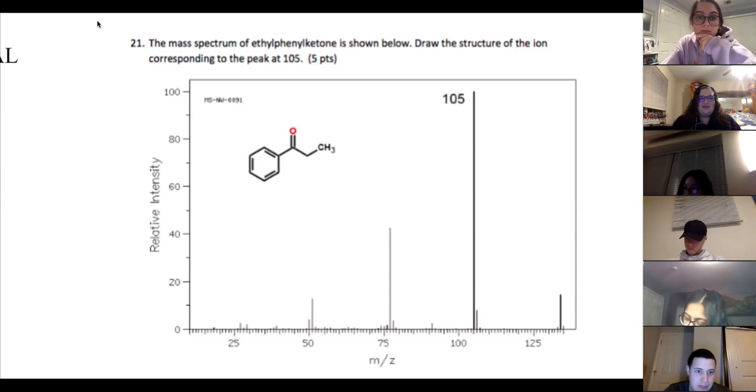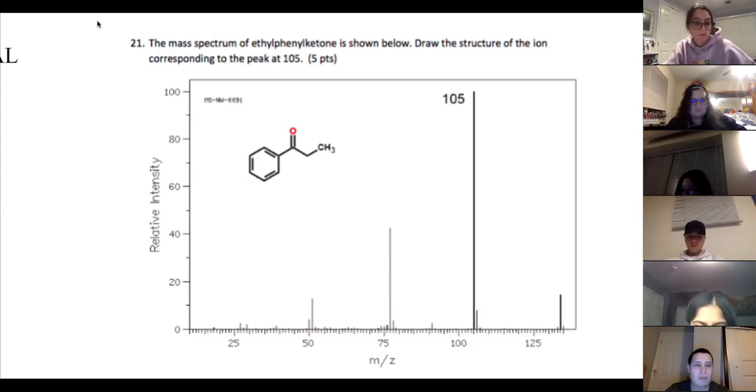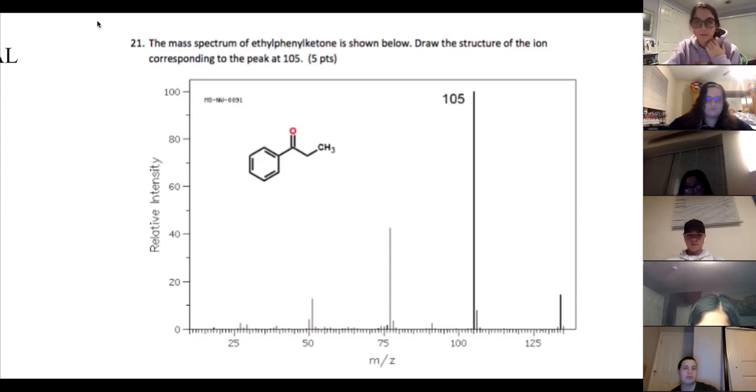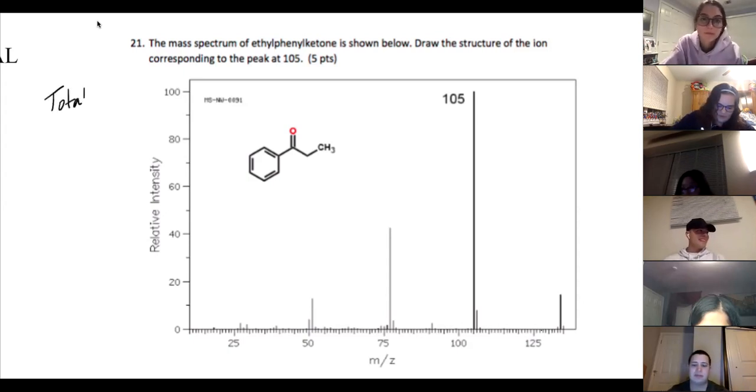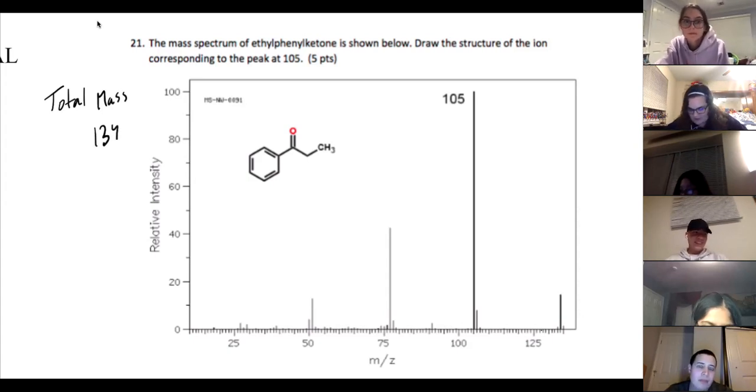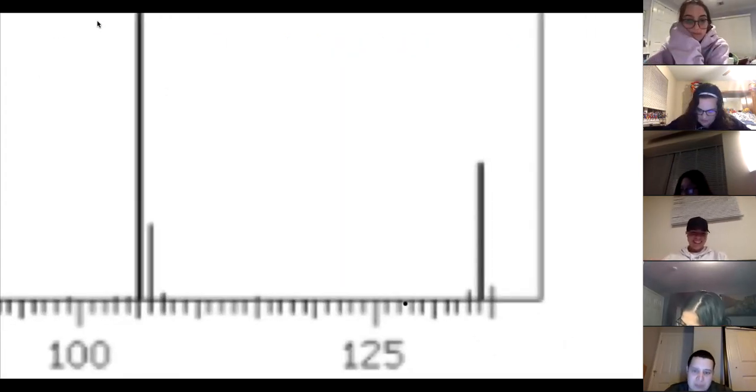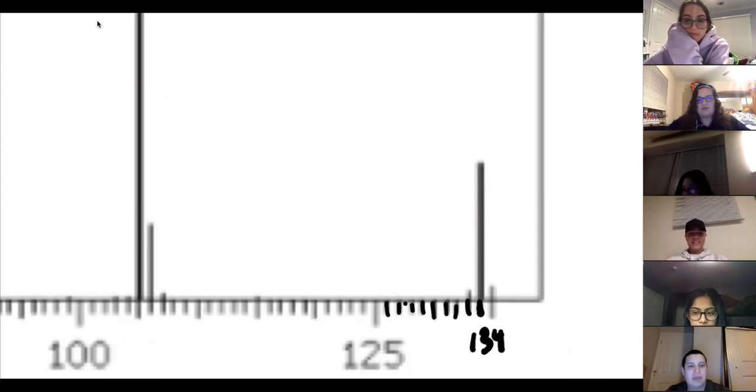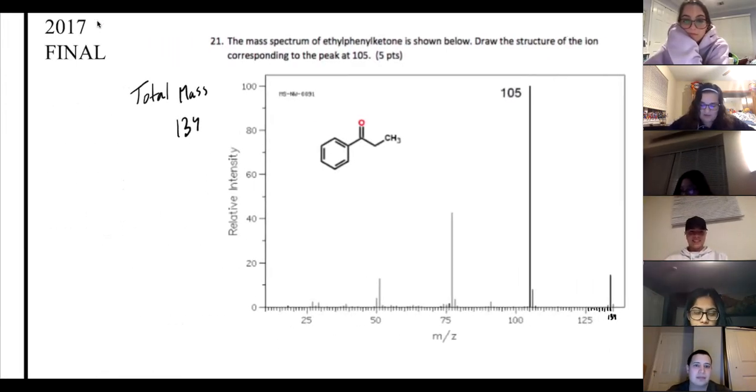All right, does everybody have a structure? What did you guys get for the total mass of the compound? I got 134. Yeah, awesome. So the total mass is 134. Once again, I think it's a little blurry, but if you come down here and look at it, it goes by 1. So it's 26, 27, 28, 29, 30, 31, 32, 33, 34. So 134 is the mass of the compound, that rightmost peak. Or you can just go ahead and calculate it.